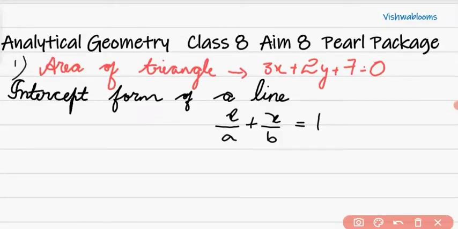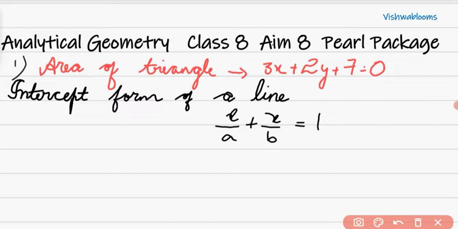So in this video, we'll be looking at Analytical Geometry Class 8 A-Made Pearl package. So let's begin with the first question. The area of the triangle formed by the line 3x + 2y + 7 = 0 with the coordinate axis. In this question, we are supposed to find the area of the triangle where a line is given to us. So here, first we have to find the values of a and b.